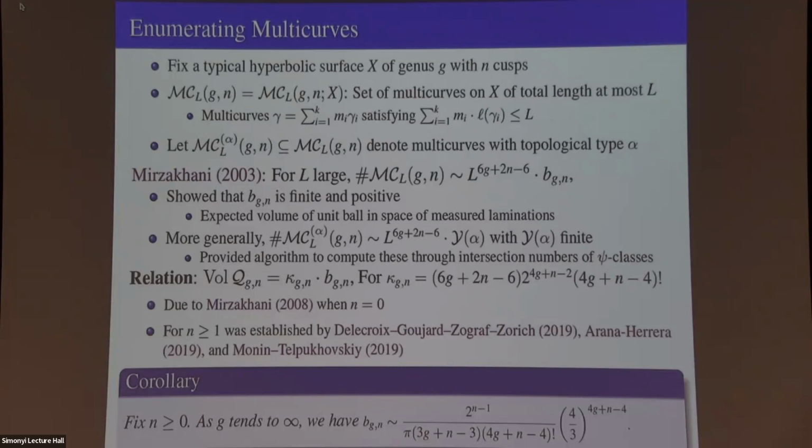So the first statement is basically the analog of the statement that I had a few slides ago, which is that as L tends to infinity, for very large L, the size of this MCLGN is L to the same exponent 2G plus n minus 6 times some constant BGN. And she showed that this BGN is both finite and positive. It's basically the expected volume of the Thurston ball, is one interpretation for it.